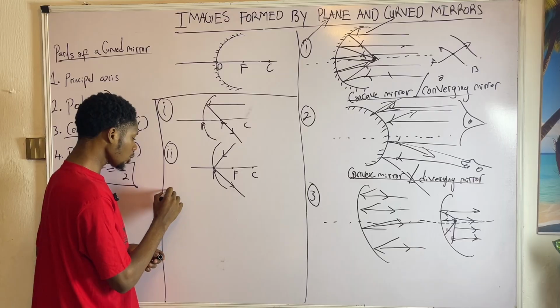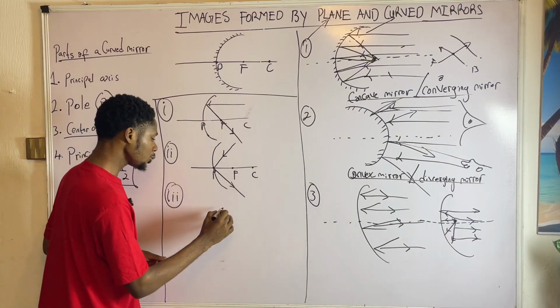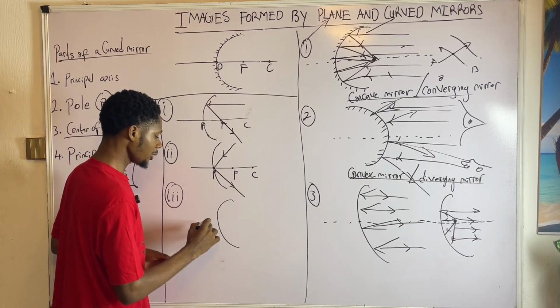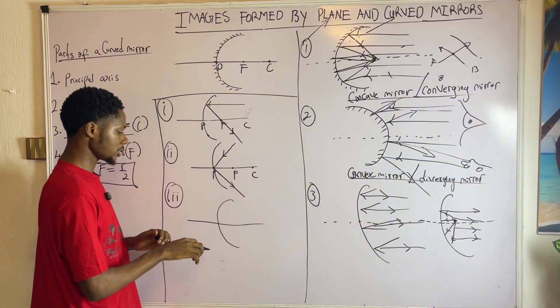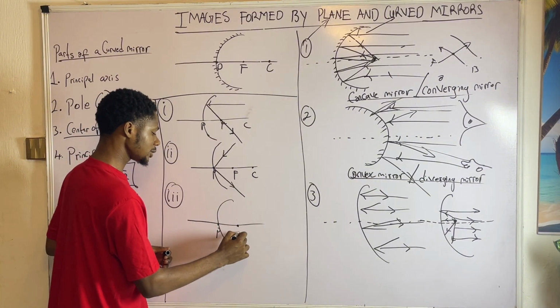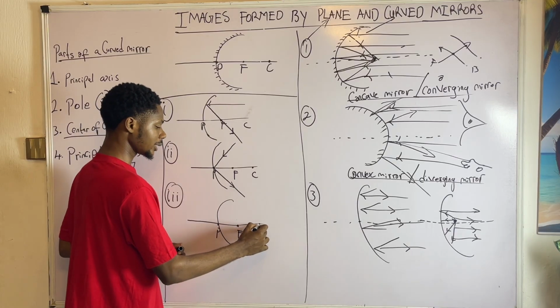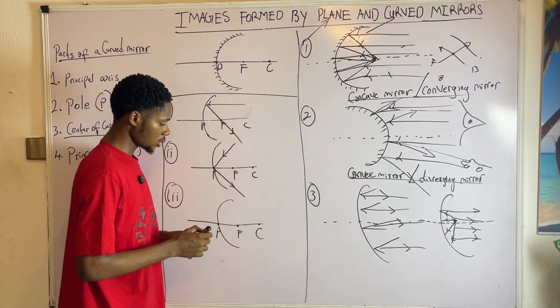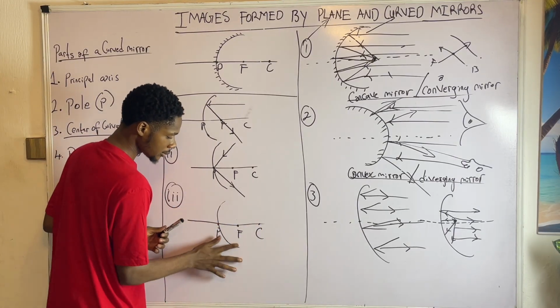Now the third one we're going to take note of. For a curved mirror like this, this is the principal axis. Let's say this part is the pole, this part is the principal focus, and here is the center of curvature. Let me make this one bigger.